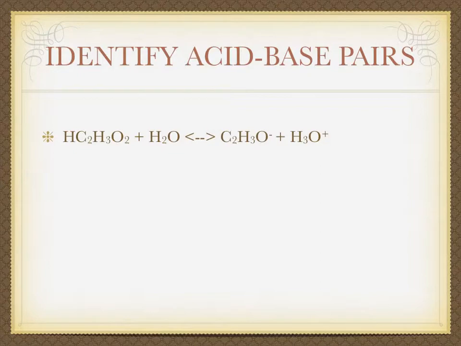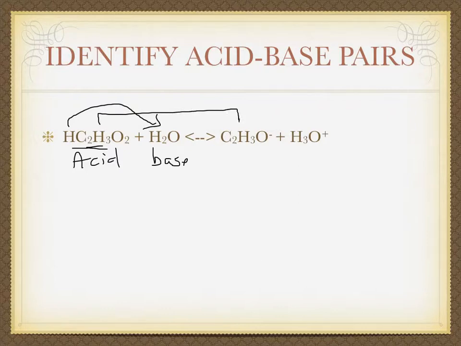Okay. So we know this one is giving away the hydrogen, so therefore this is the acid. This is the base. Now, take a look at how these match up. When this gives away its hydrogen, this is what it becomes. So this is the acid, and the other one over here is known as the conjugate base.